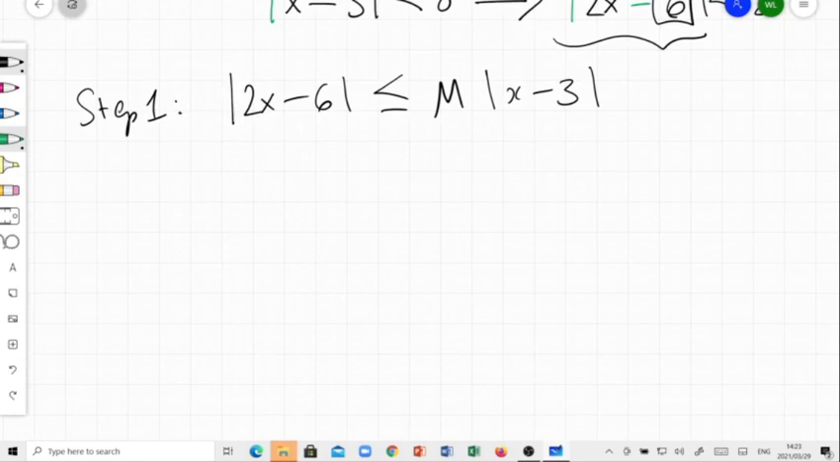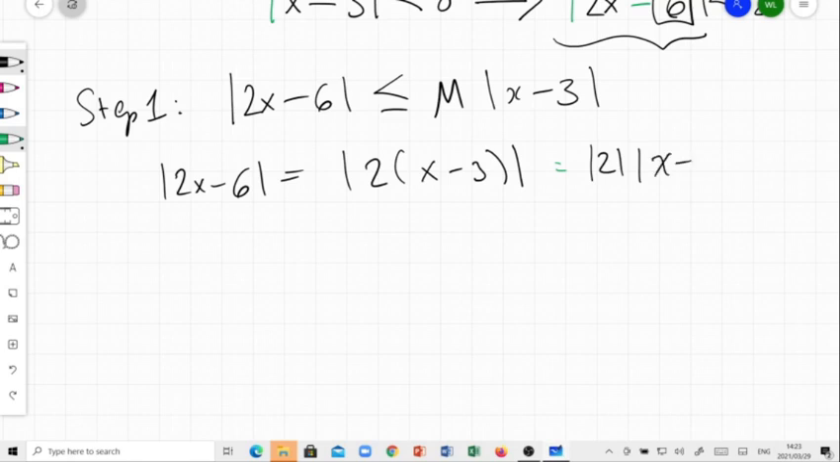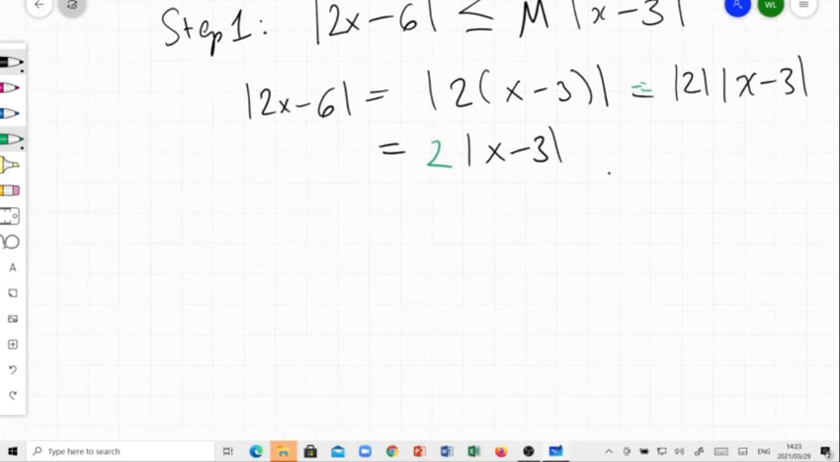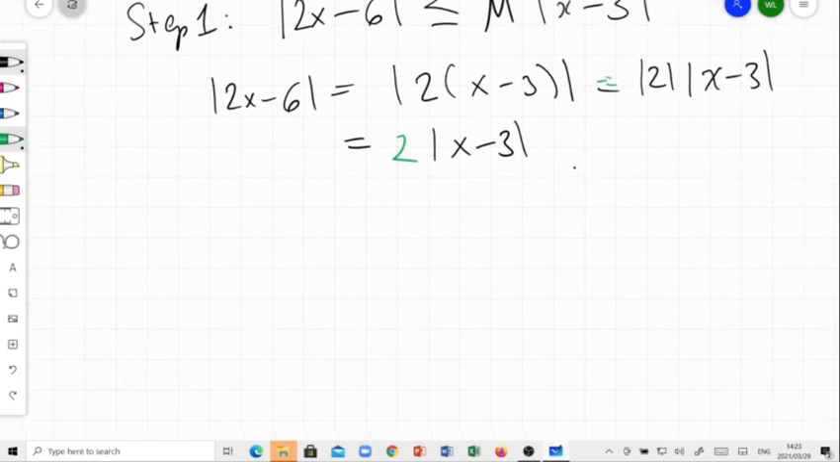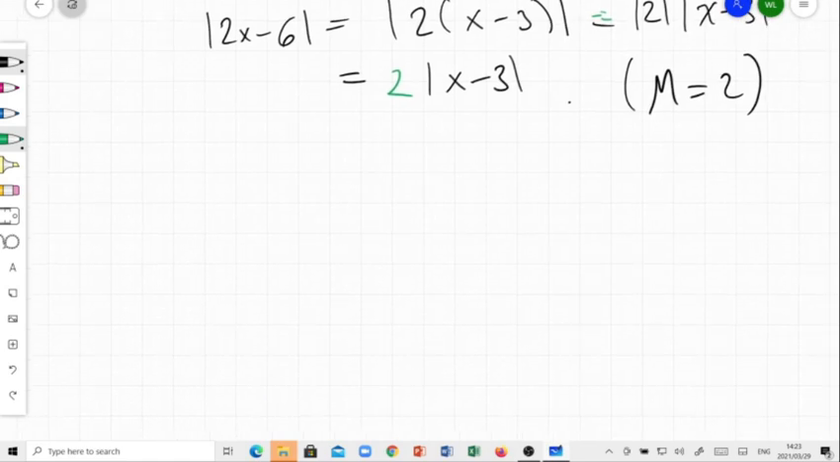So let's do that. So |2x minus 6|, who's our m? That is equal to, well, the only reason I'm factoring out the 2 is to expose the x minus 3 term. And then in this case, we end up with the absolute value of 2 times the absolute value of x minus 3. And then this just becomes 2 times |x minus 3|. Okay? So in this case, as you can see, our m was equal to 2. So the distance between 2x minus 6 is double the distance between x minus 3. It's twice as long.